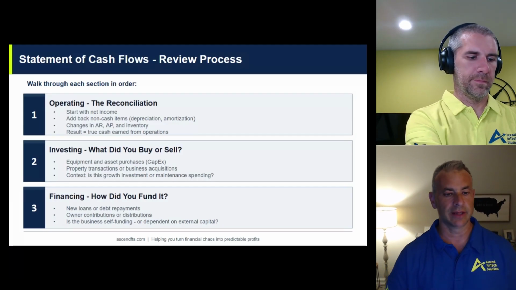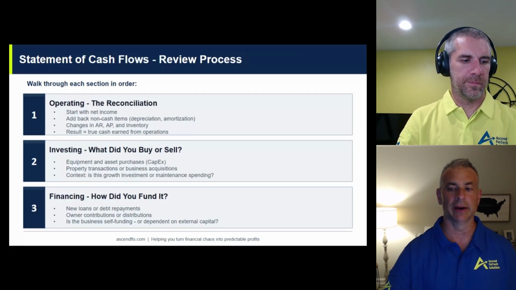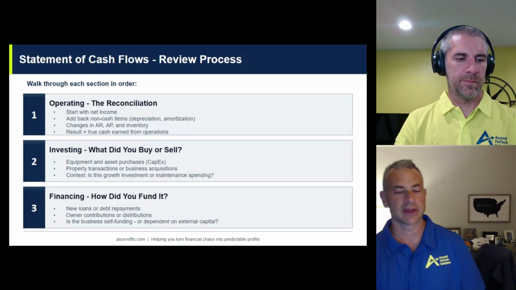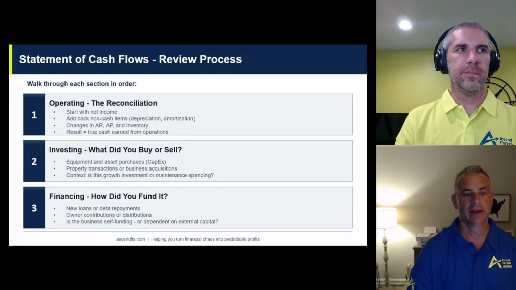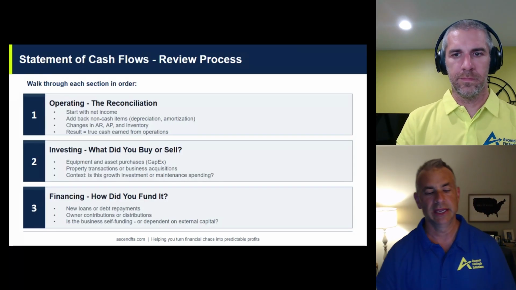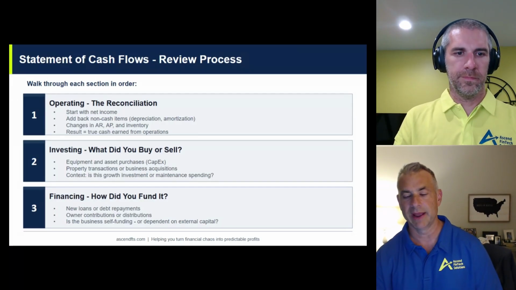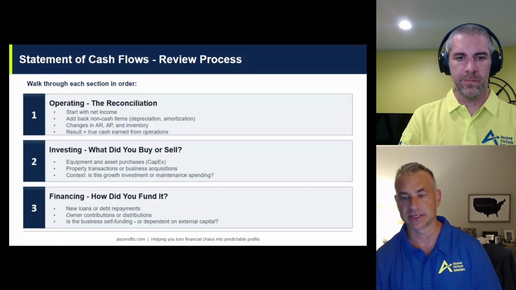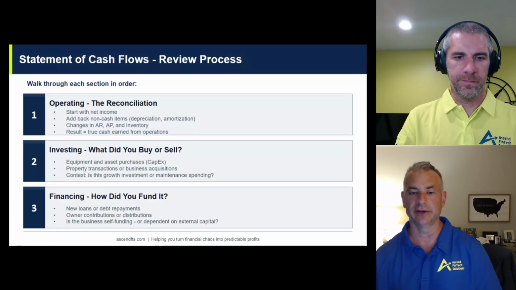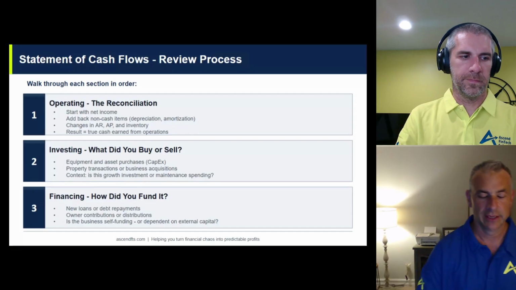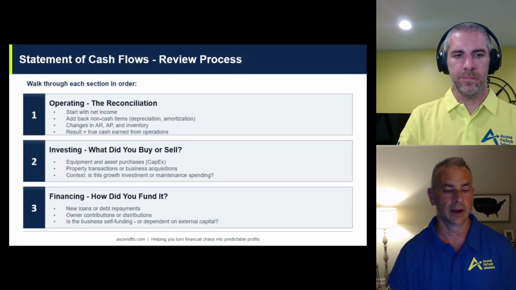Investing: like we said, what did you buy or sell? Is it showing up here? One thing you need to look at is if you bought a piece of equipment or a truck and it's not showing up in your investing section of your cash flows. Maybe it accidentally got expensed, so you overstated your expenses and understated your income. You'd want to make that correction so it is accounted for appropriately.